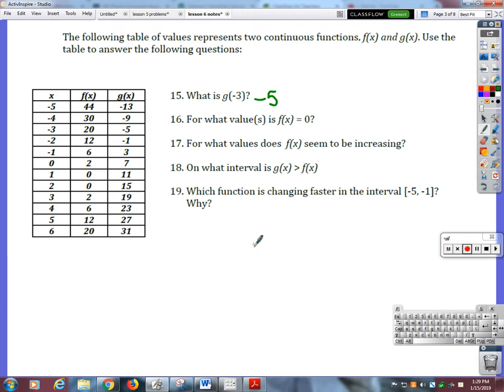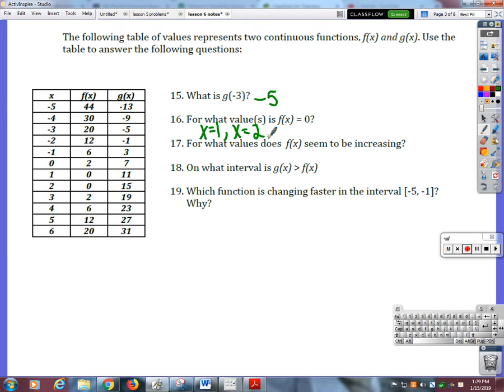Okay, next one. For what values is f of x equal to 0? So here's the f of x column. Where does it equal 0? Right here. Because we're always looking at the x's. So, 1 and, oh, values, because there could be more than 1. So it would be 1 and 2. Yeah, it's at x equals 1 and x equals 2. Okay?